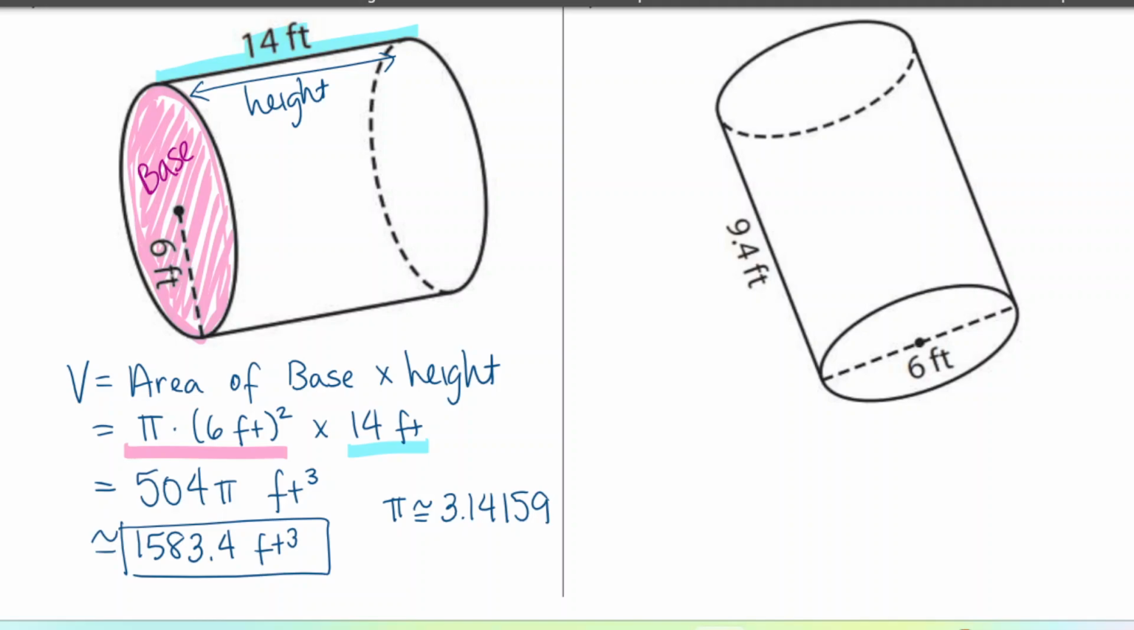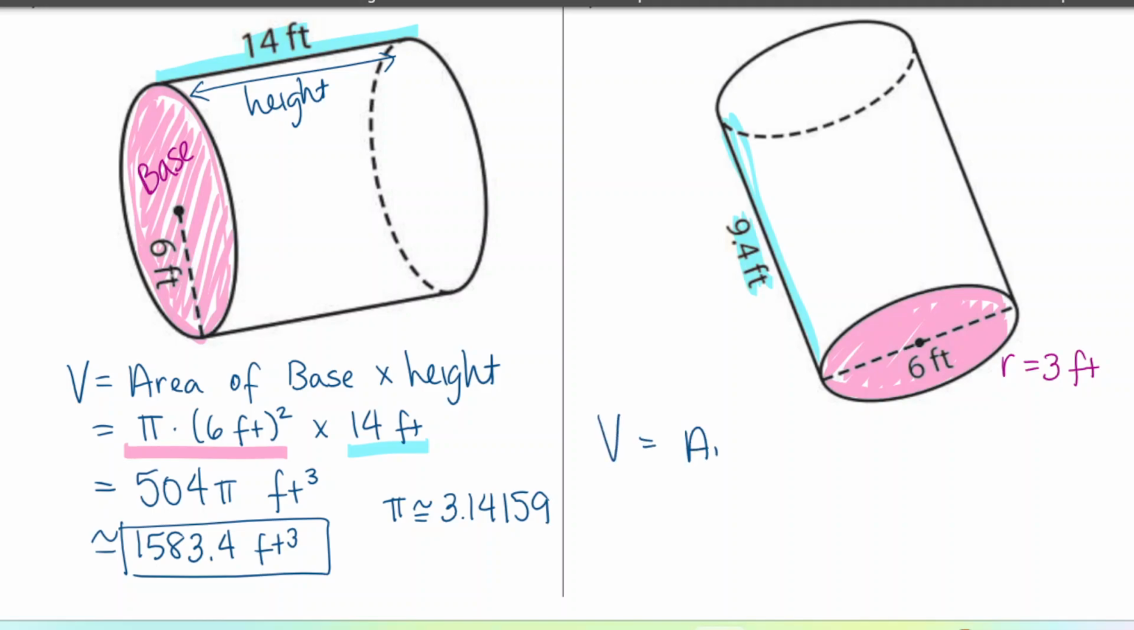Okay, let's do the next one. You could pause the video here and try this one on your own if you want. This time our base is, again, the circle. The radius is 3 feet. They give us the diameter all the way across, so we're going to use only half of that. And then the height is 9.4 feet.